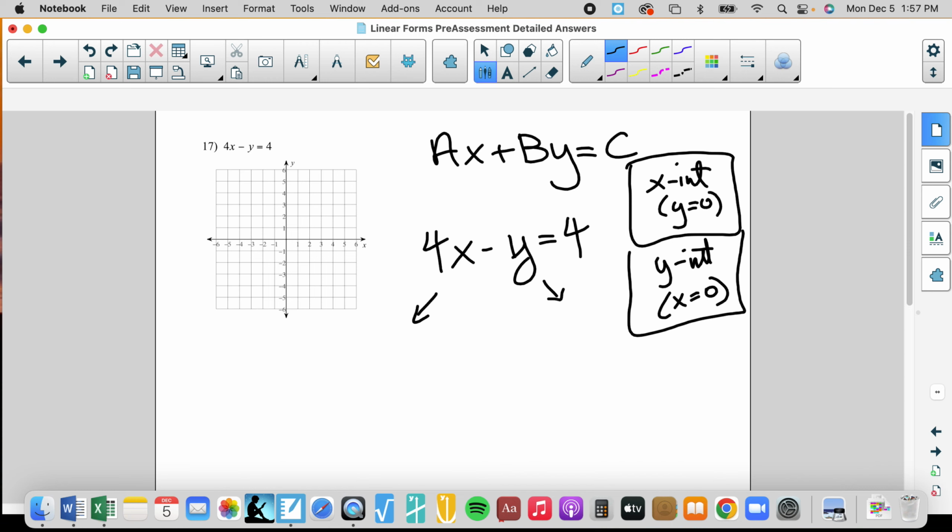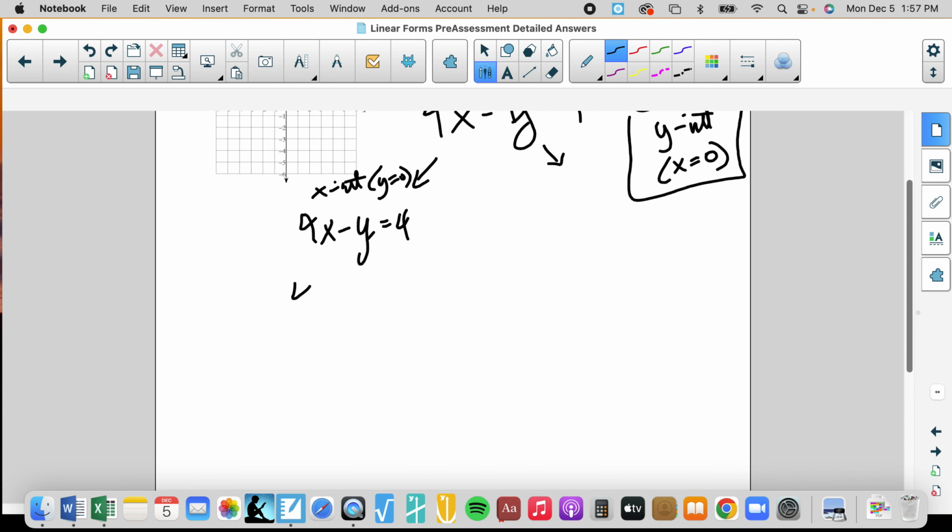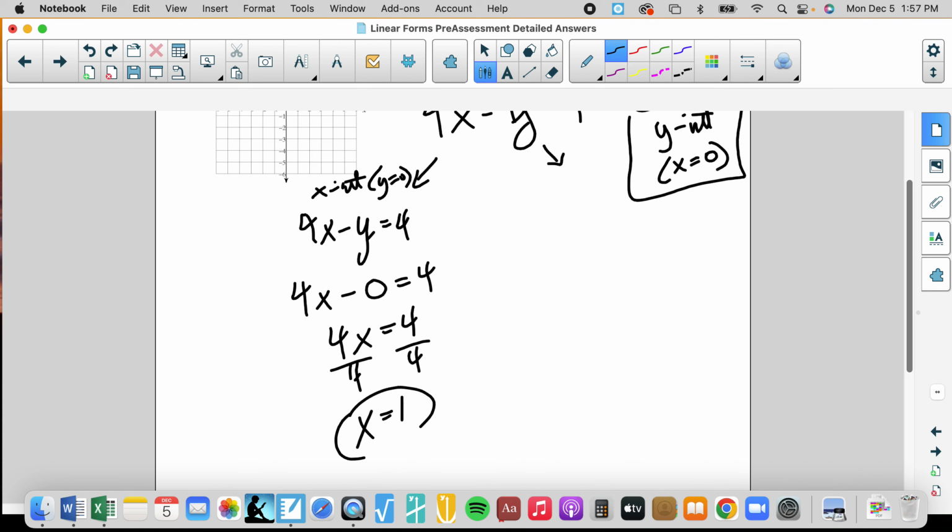So we create two equations. We're going to rewrite the starting equation. And if we're finding the x-intercept, we plug 0 in for y. So 4x minus 0 equals 4. 4x minus 0 is 4x. Divide by 4, divide by 4, x equals 1. So this is my x-intercept.